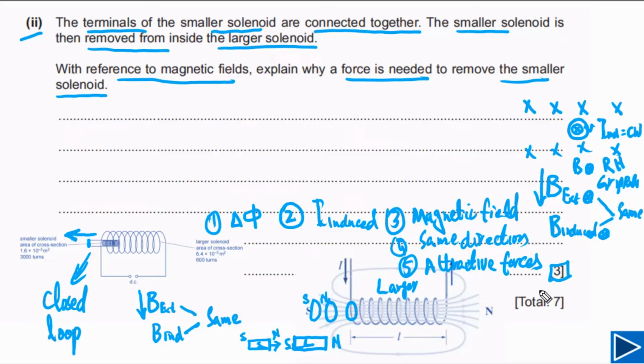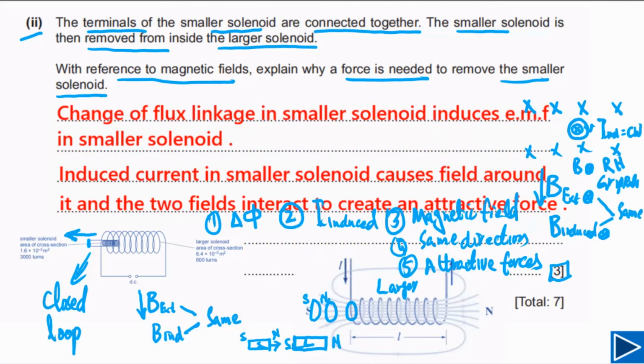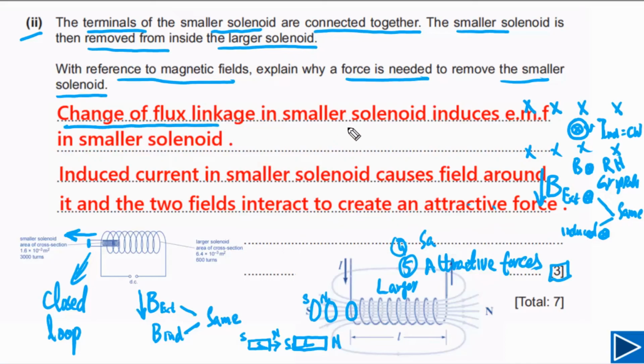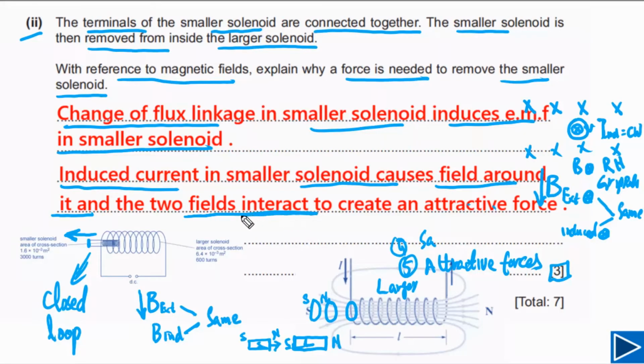So let me show you the answer now. This is how you can write down your final answer. Change of flux linkage in the smaller solenoid induces EMF in the smaller solenoid. So magnetic flux change means there is EMF induced in the smaller solenoid. And the smaller solenoid is a closed loop, so there is also induced current in it. The induced current will cause a magnetic field around the smaller solenoid, and these two fields will interact with each other because N and S attract each other and there will be an attractive force. That's all we need to write down about this one.